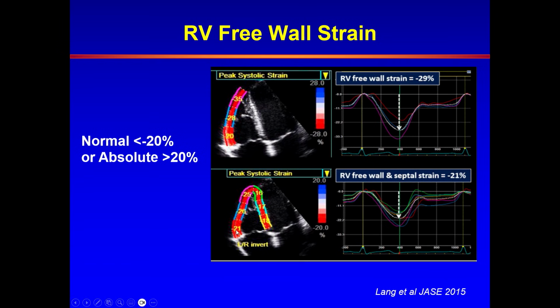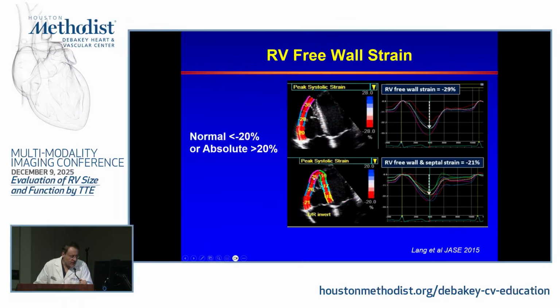The one that is the best indicator of RV function is the free wall strain, not the septum. Why? Because the septum is shared by the LV. So if I want to isolate the RV as much as I can, I want to go to the free wall strain. And we want to see all these 3 segments. So when we report strain, we report RV free wall strain rather than RV global strain.